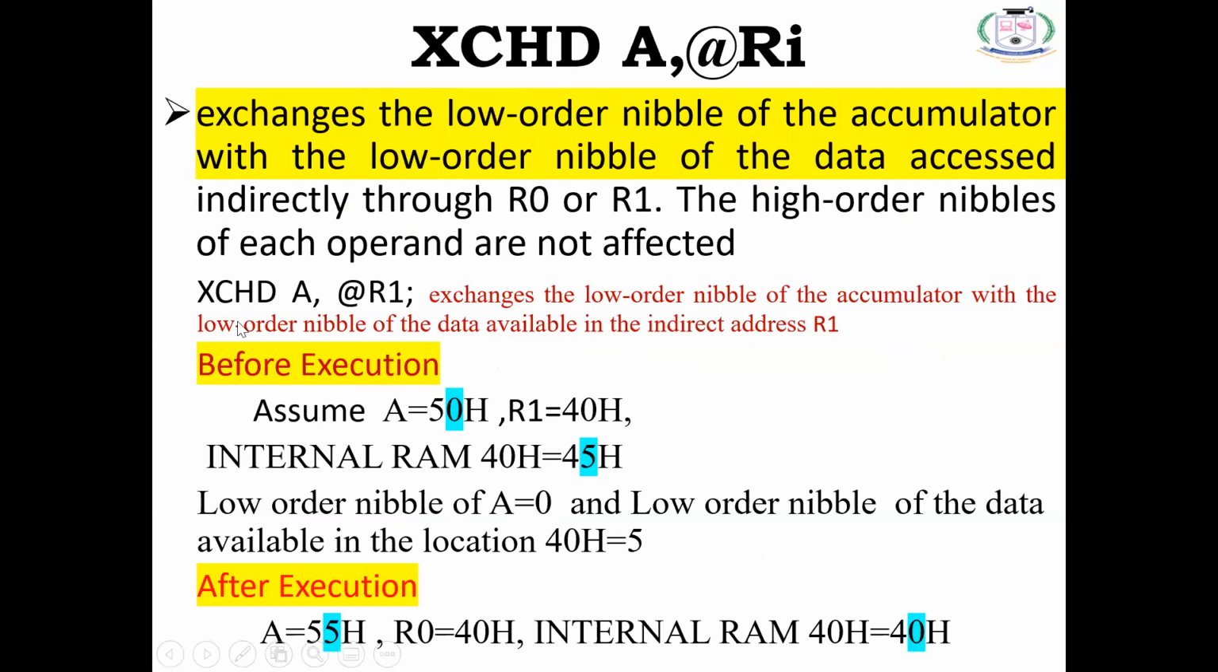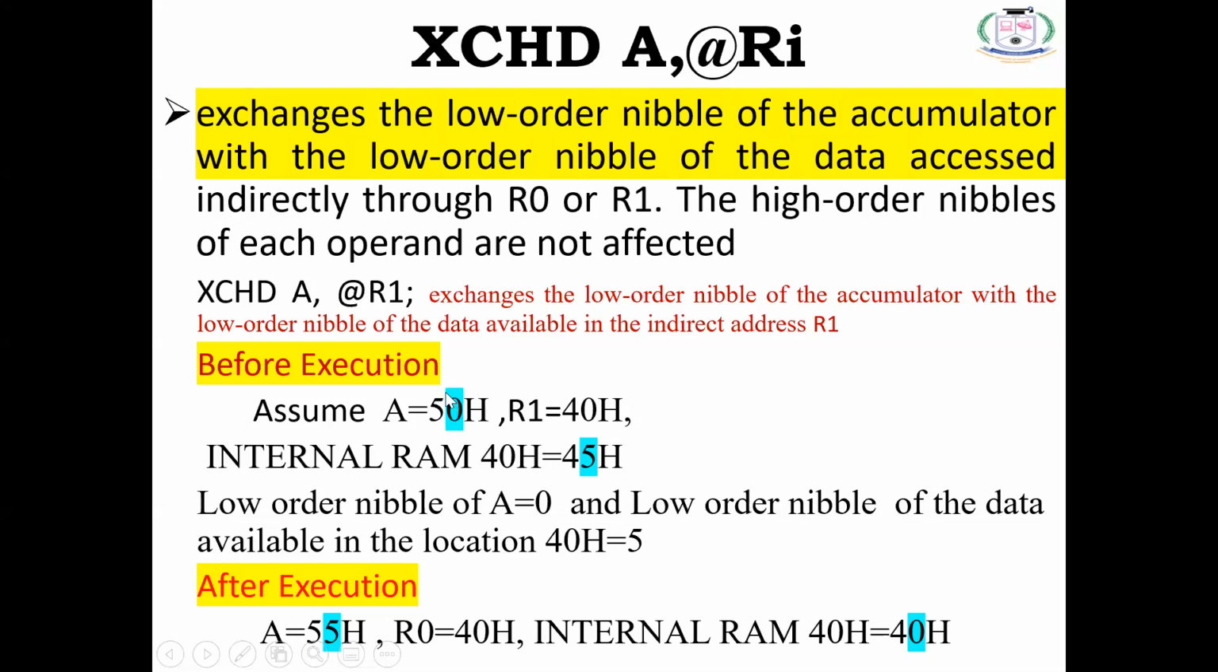Again, here we exchange the lower nibble of the accumulator with the lower nibble of the data access. I am putting XCHD A at R1. Assume the accumulator equals 50H. At R1 specifies 40H. What is my internal RAM location? 40 has the value 45. The lower nibble of the accumulator will exchange with the lower nibble of the data access. So this 5 should move to the accumulator and the 0 should move here. That's why I have highlighted it in a separate color.